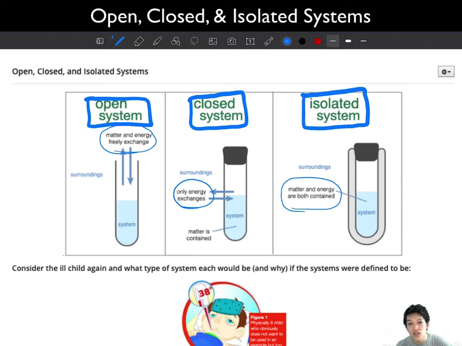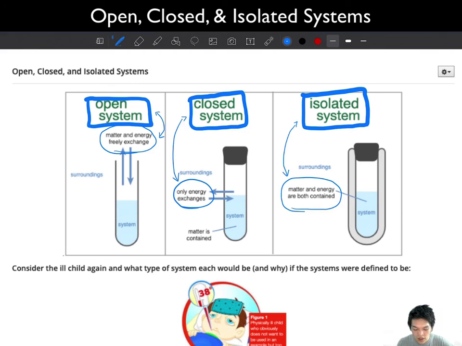matter and energy cannot transfer in or out of the system. So basically the system is isolated from the surrounding. That's where that word comes from. So try to relate these words to the definition, and then we're going to take a look at the examples.